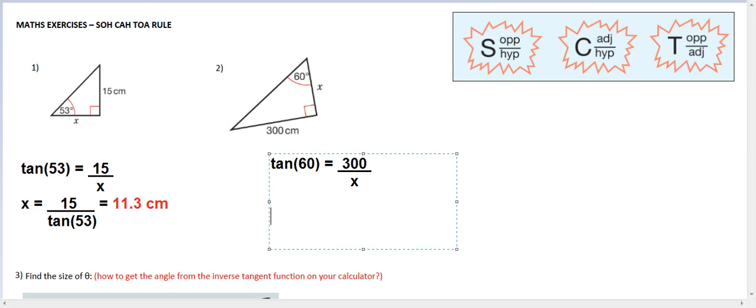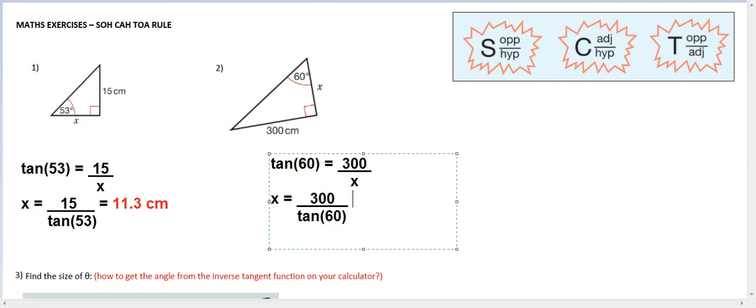Let's swap again, x and the tangent. x is going to be equal to 300 divided by the tangent of 60. The tangent of 60 degrees.